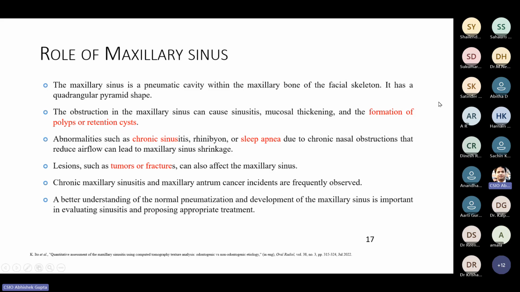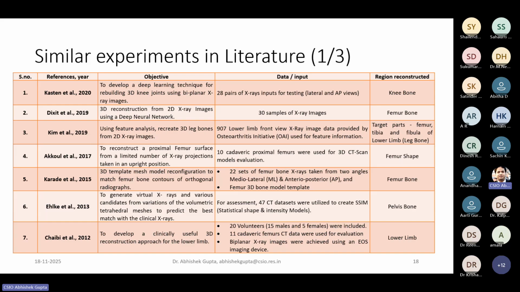If I talk about the maxillary sinus volumes in particular, they have many significances. Sometimes some polyp or cyst is there, and in those cases estimating the volume of the maxillary sinus is important. For chronic sinusitis, tumor fractures or sleep apnea disease, the volume of the maxillary sinus is required to be estimated, right? That's why our work will be based on the maxillary sinus.